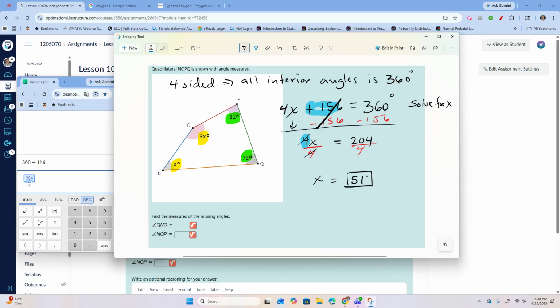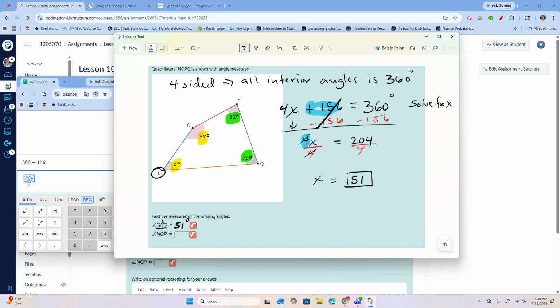Once you know how much x is, now you can find the angle QNO, this one right here. Now, who's the middle letter here? You can see it's N. So that means we're in this corner. And look, the corner N is x. And how much is my x? 51. So this here will be 51 degrees.